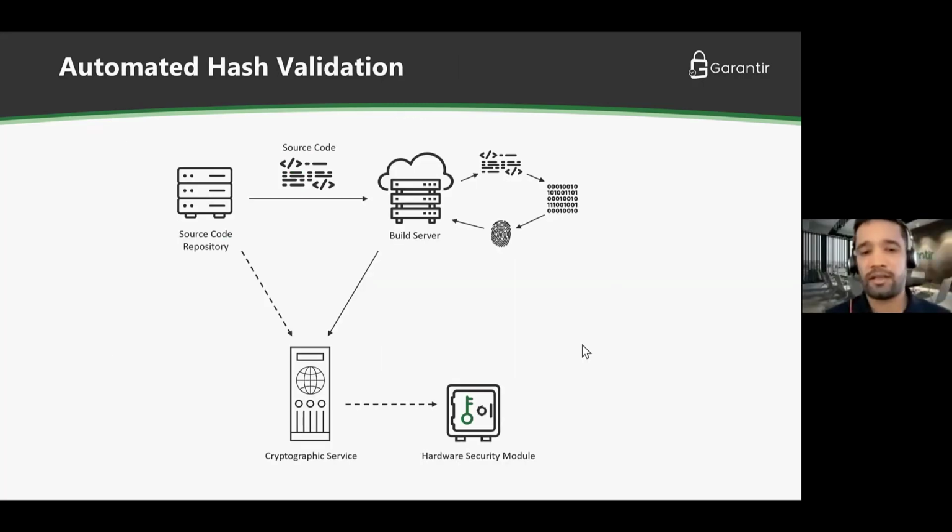This right here is just another diagram of what we were looking at before, but we took the developer out of the picture just to simplify it. So now at the top left, we have the source code repository. Then we have the build server. And then now you'll see at the bottom, we have a cryptographic service. So in our case, that's our product, Garantir. But in general, it's something that's proxying the HSM.